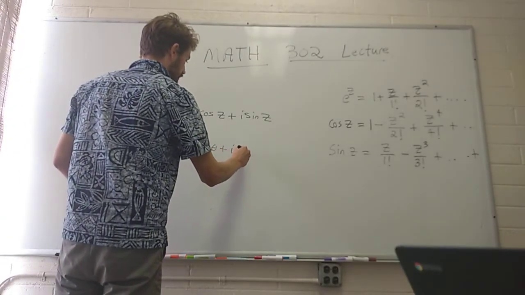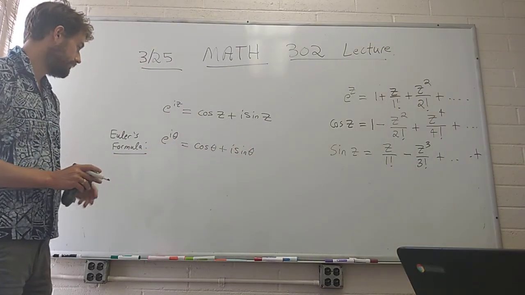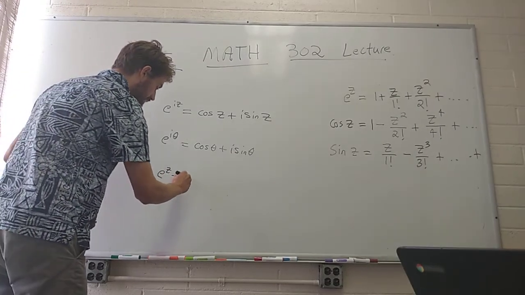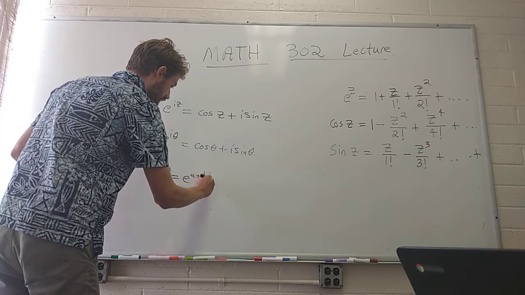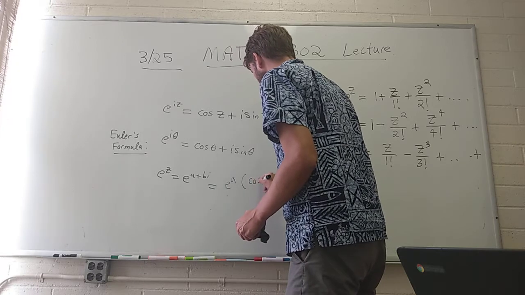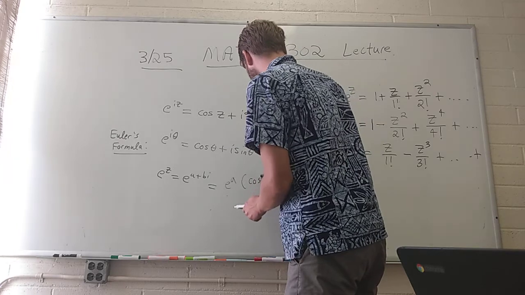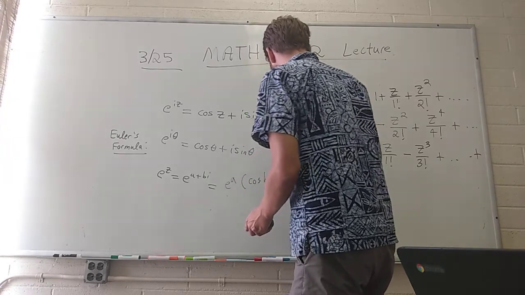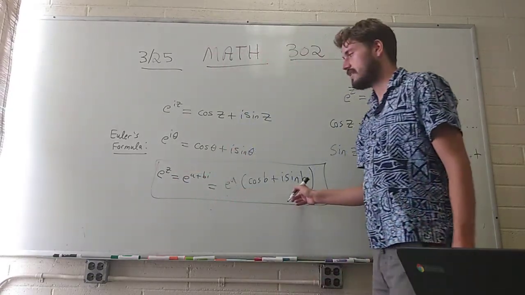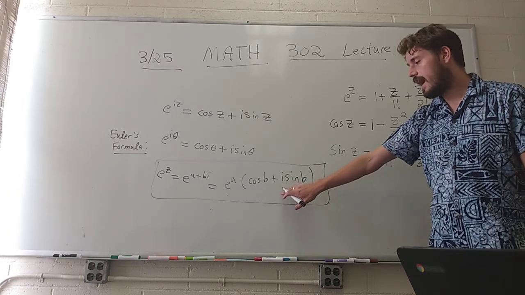e to the i theta equals cosine theta plus i sine theta. So this actually means e to the i theta lives on the unit circle. And here's how you define e to the z. It's actually defined as e to the a plus bi, so it's e to the a times (cosine b plus i times sine b). This is actually the most important, because this is what we're going to see. This will come up when we get to solutions of higher order ODEs.